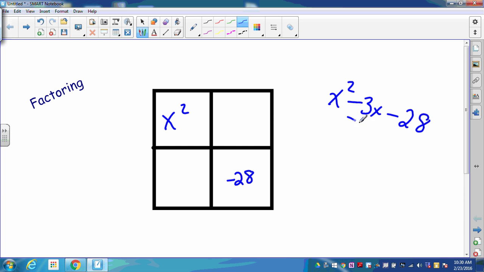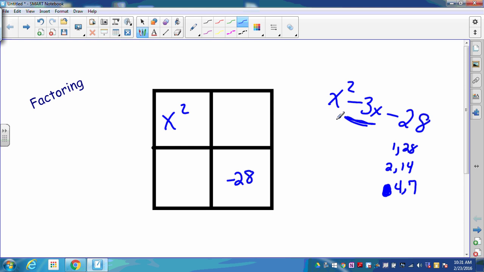Remember, to find our middle term, this minus 3x, we're going to have to figure out what times what gives us 28. So let's list the factors of negative 28, or just 28. We know we're going to have 1 and 28, 2 and 14, 4 and 7. Are there any more? I don't think so. All right, so here are our factors.